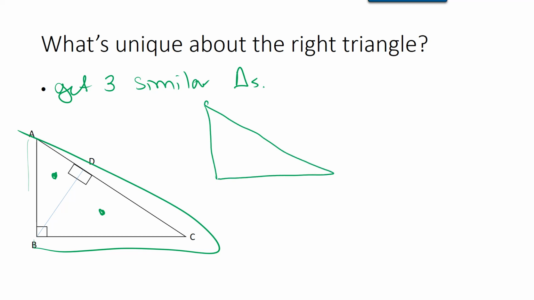And forgive my drawing here, this isn't going to be perfect, but this is A, B, and C. Okay, B is my right angle. AB is the short side, BC is the long side, AC is the hypotenuse. Okay, now I'm going to distinguish these. One's going to be a heart, one's going to be a star. I'm going to draw the one with the heart because it's the next biggest triangle.